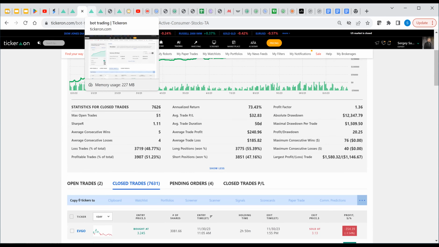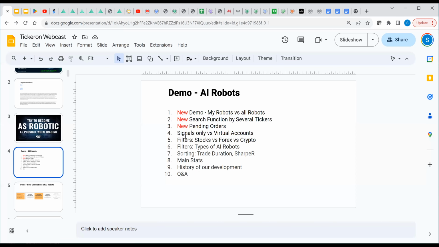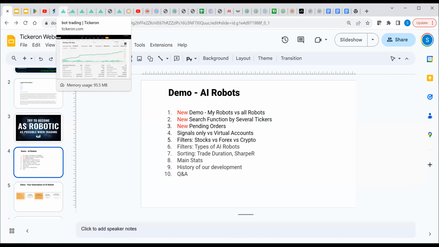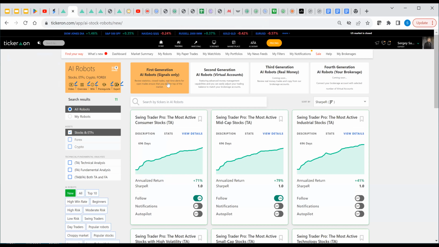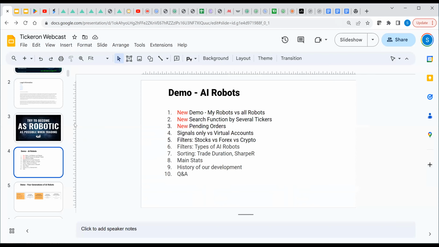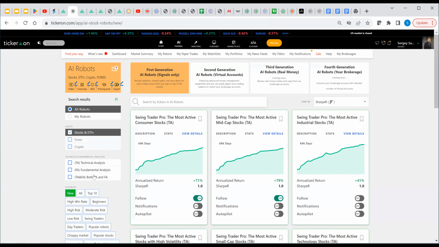Okay. So what else next? Signal versus virtual accounts. Let me go to here again. Before I go here, I'm going to touch base on the other types of features. I already talked about stocks and forex, the types of robots. That's more interesting immediately.